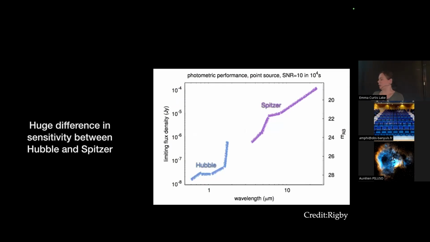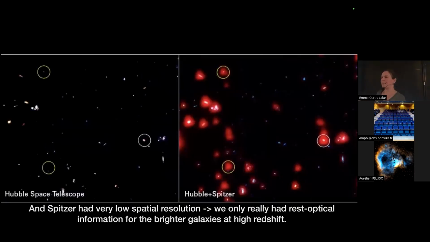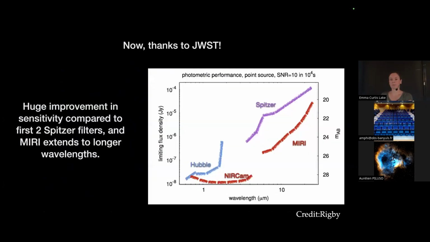But there was a huge difference in the sensitivity between Hubble and Spitzer, and these are the two filters that gave us most constraints. And there was a huge difference in the spatial resolution. So if this is Hubble and then this was Spitzer, it was a small telescope. It was at longer wavelengths. It had low sensitivity, low spatial resolution. So the things that we could even do it for were just the brighter galaxies.